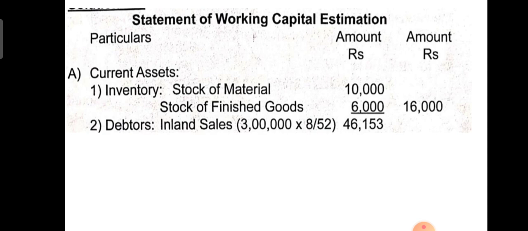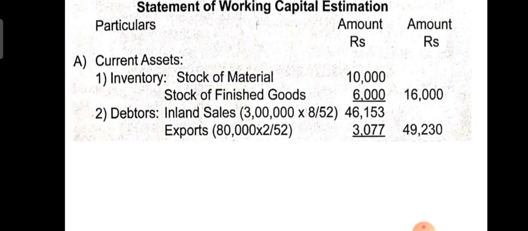Next, debtors. Total inland sales is 3 lakh, but the credit period allowed for inland sales is 8 weeks. So what is the value of sales for 8 weeks? We need to find the amount receivable in 8 weeks. So 3 lakh into 8 by 52, which is 46,153. Why 52? Because we assume 52 weeks in a year, and 8 weeks gives 8 by 52. Exports 80,000, credit period allowed for export sales is 2 weeks. So 80,000 into 2 by 52, which is 3,077. Total 49,230.